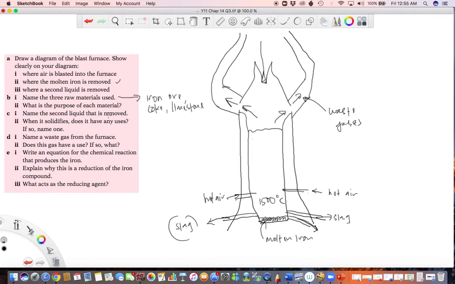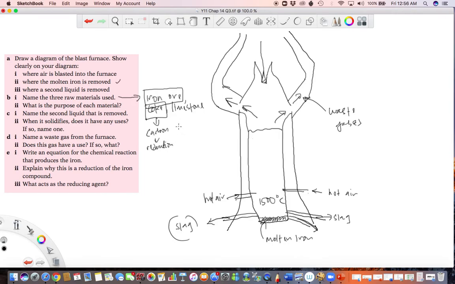Okay, so what is the purpose of each material? Obviously, iron ore is how we're going to get iron. Coke, what is the role of coke? Coke is the source of carbon that will be used for reduction of the oxide.